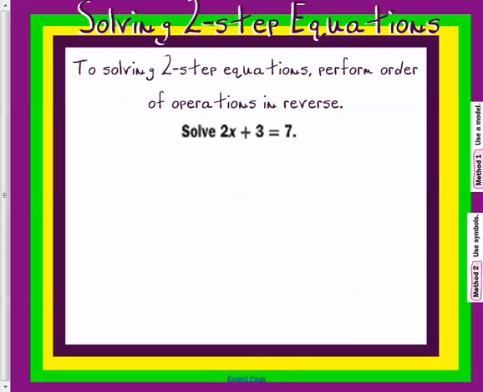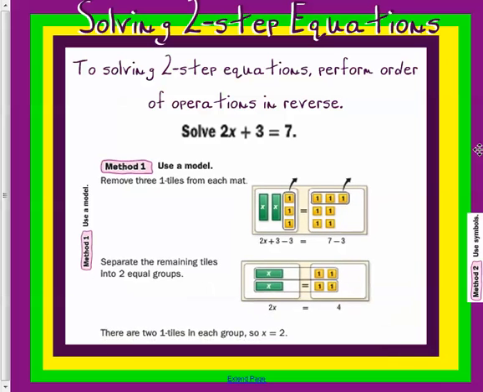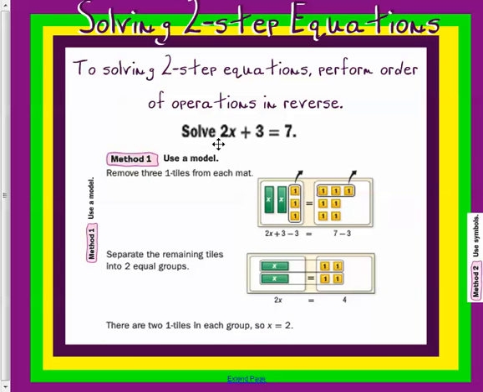Today we're talking about solving two-step equations and writing them. To solve two-step equations, you perform order of operations in reverse. For example, you can use a model to describe this particular situation. You have 2x plus 3 equaling 7.